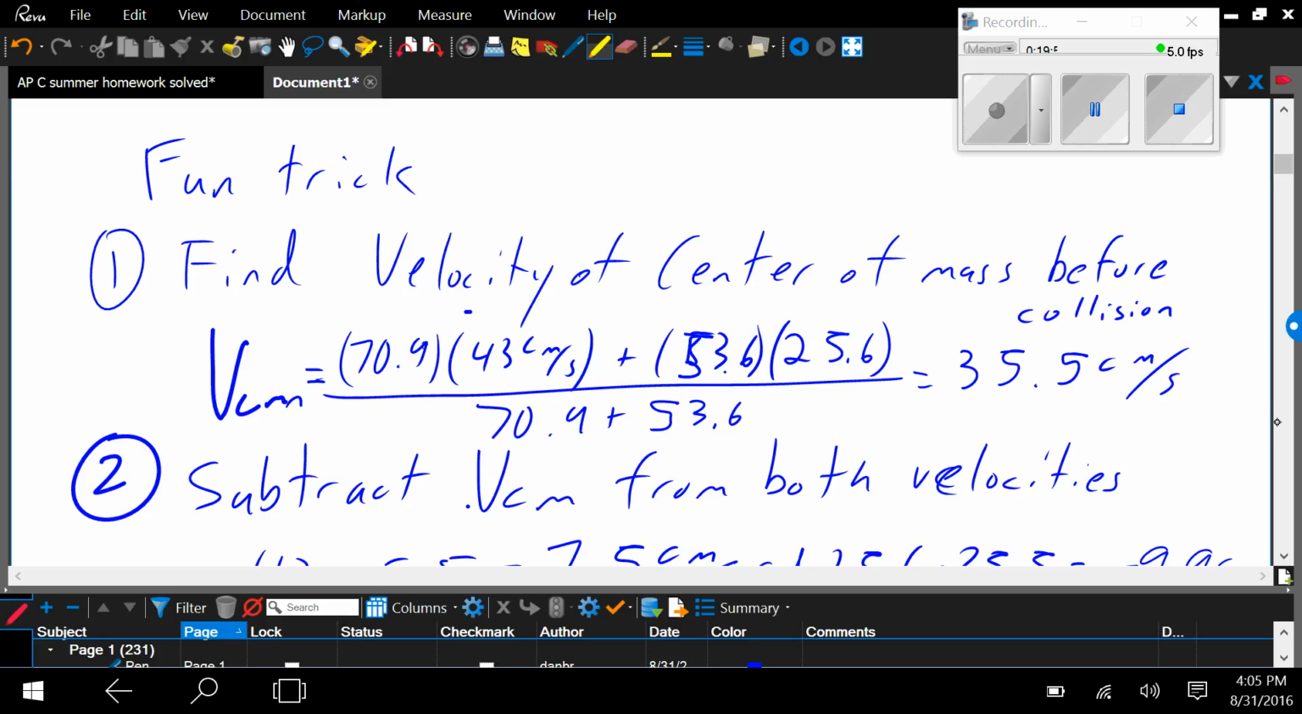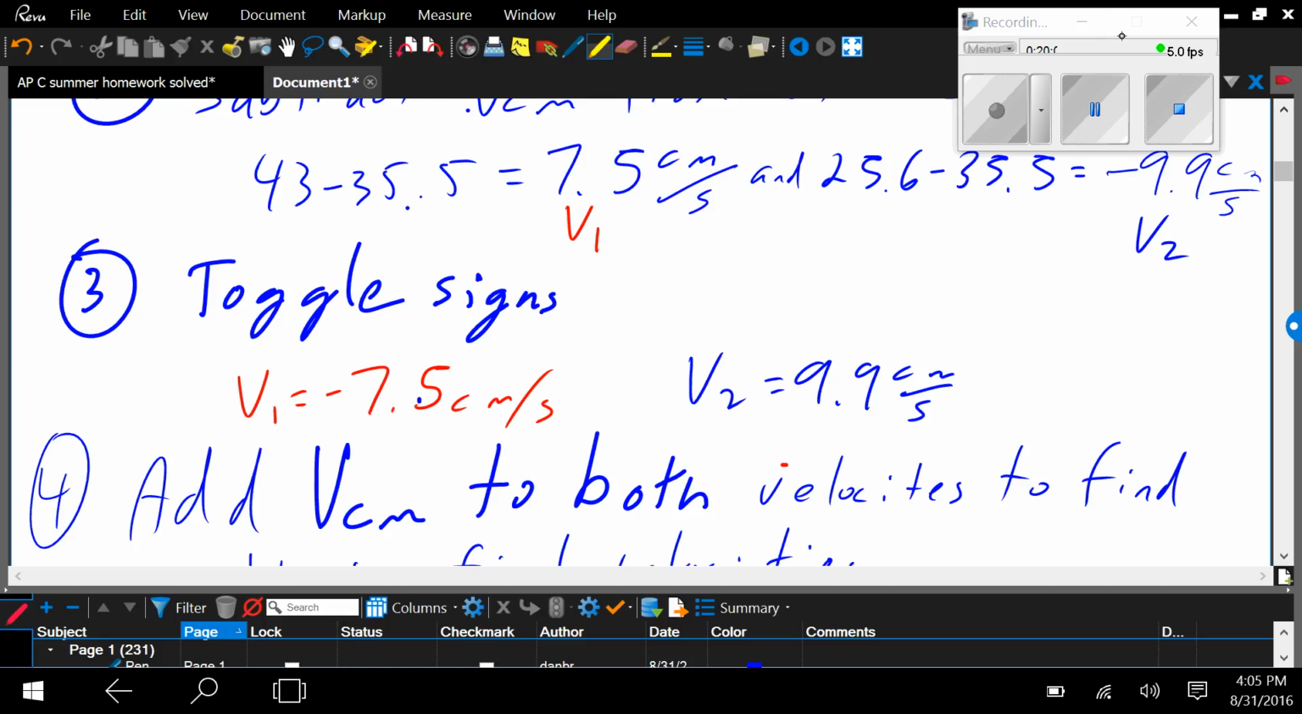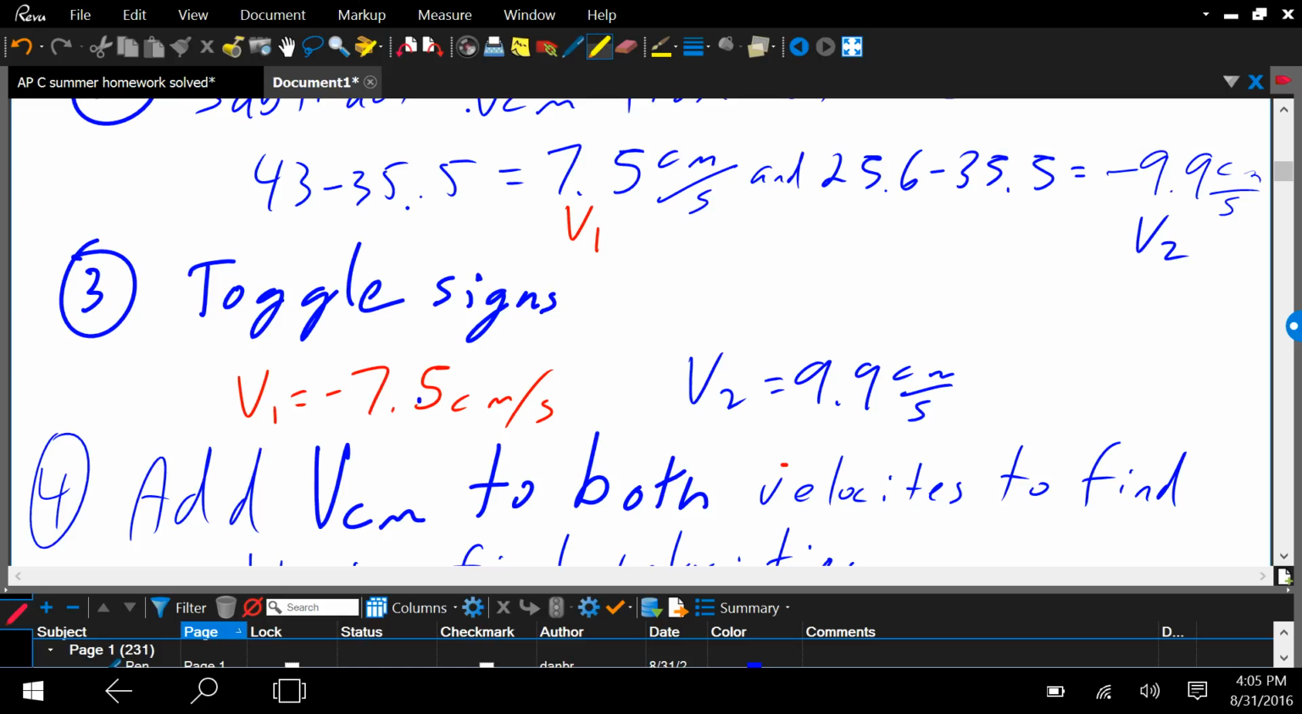Then you subtract that from each of the velocities. I'm moving very quickly here. I'm not expecting you to understand this, but just kind of follow a little bit. I subtracted off their velocities, and then I have this little trick of toggling the signs, okay? And this is a trick worth glancing at: one of the velocities is negative compared to the center of mass, and this one's positive, this one's negative, and you just flip the signs.